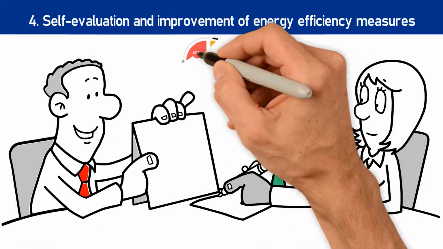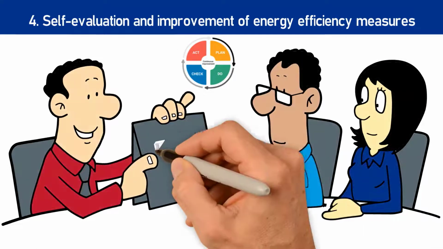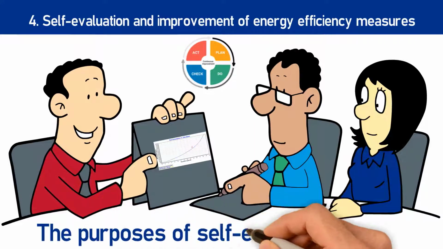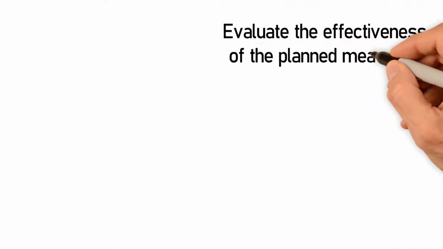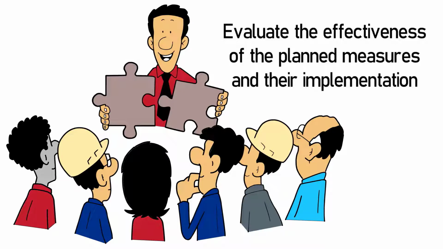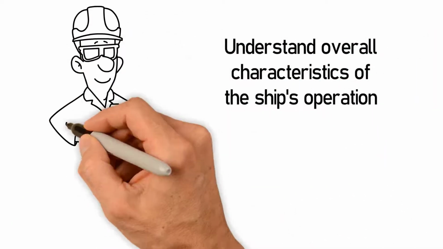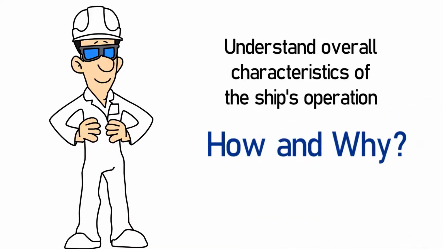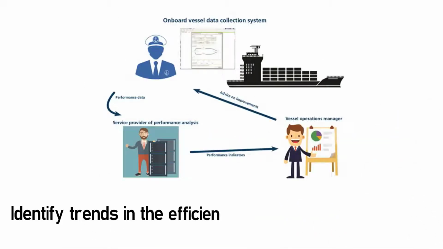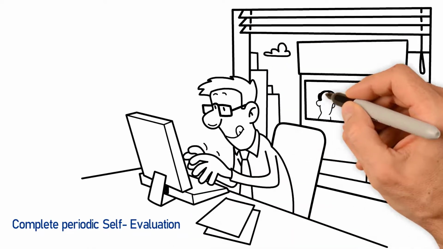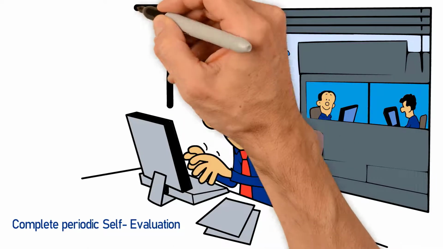4. Self-evaluation and improvement of energy efficiency measures. This final stage in the continuous improvement cycle produces meaningful feedback for the planning stage of the next cycle. The purposes of self-evaluation are to evaluate the effectiveness of the planned measures and their implementation, understand overall characteristics of the ship's operation, such as which measures can or cannot function effectively and how and why, identify trends in the efficiency improvement of each ship, and improve plans for the next cycle. Self-evaluation is completed periodically using data collected through monitoring.